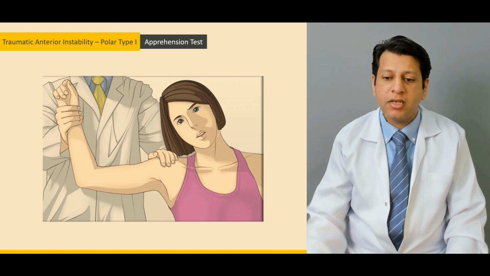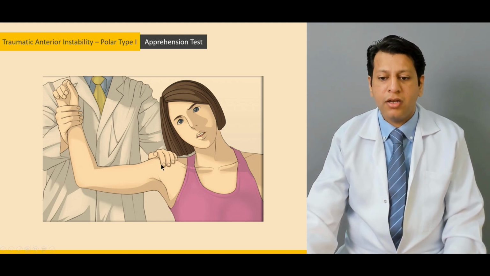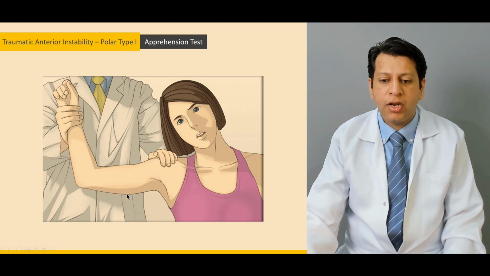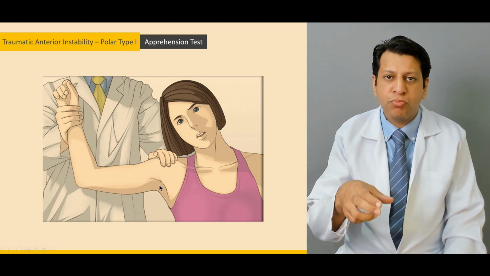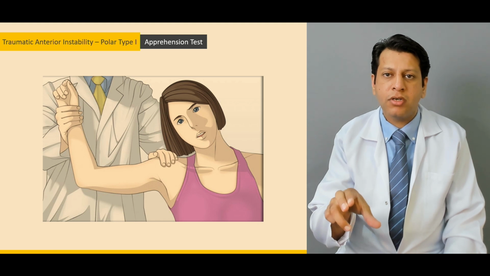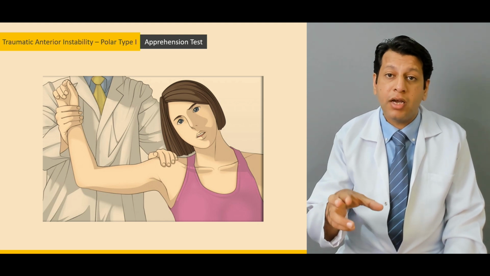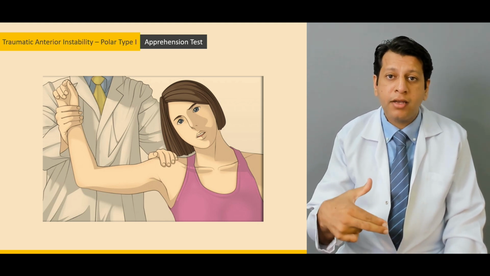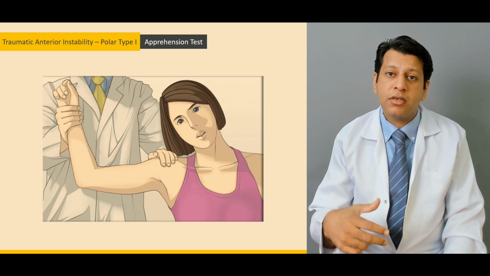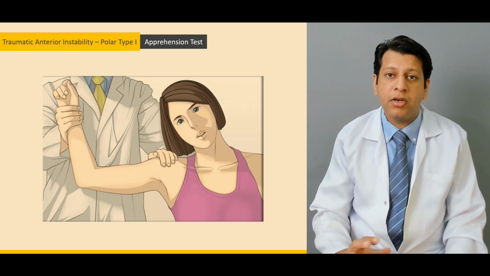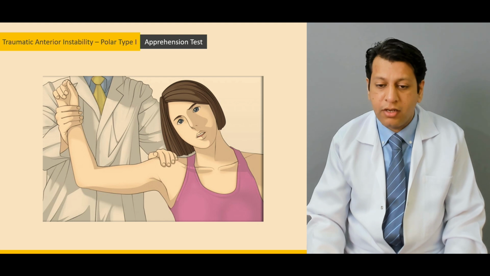In the apprehension test, the patient is sitting comfortably, the examiner is at the back, the arm is in 90 degrees of abduction with maximum external rotation, and you push the humeral head anteriorly. As you push the head anteriorly, the patient winces, or complains that he feels as if the head is coming out. Then when you push it back, this is called relocation. He or she becomes comfortable now that the head has gone back in.